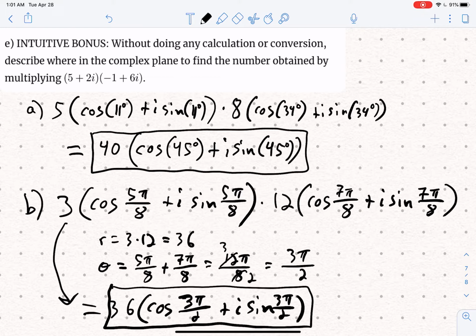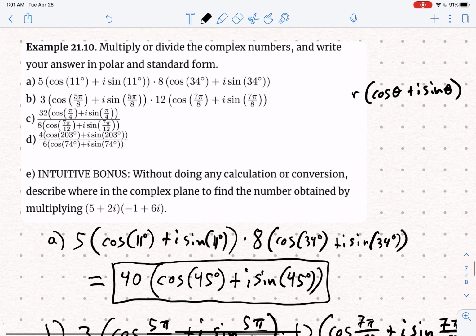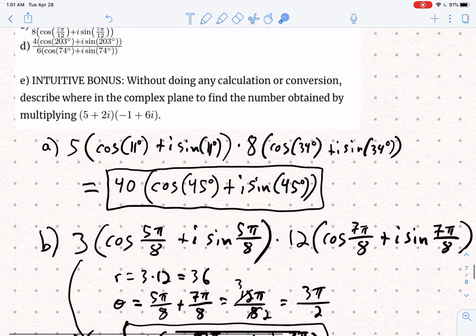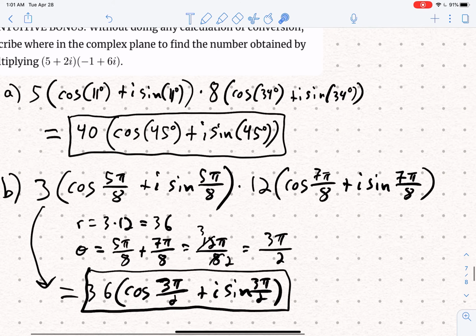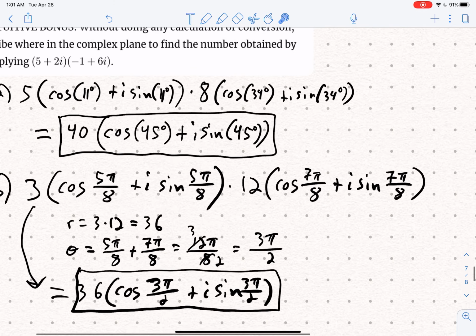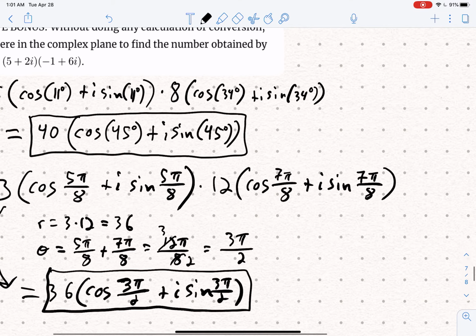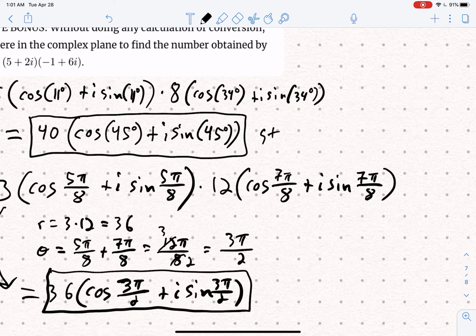Oh, it seems I've missed a part of the instructions here, which say write your answer in polar and standard form. So although the calculations we've done in A and B are correct so far, the answers are both given in polar form, and we also need to write them in standard form.